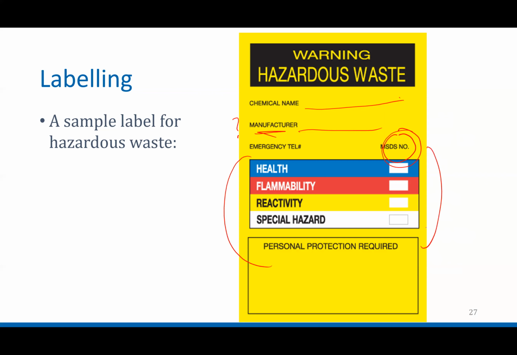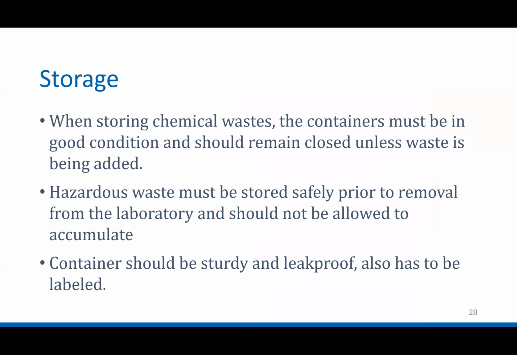Here you have categories of the waste, so you could check them off. This is, by the way, just a sample. This is not the label, it is just a label. So this label, you could check off health issues, flammability issues, reactivity issues, and then maybe something different, a special hazard. Down here, you can write any personal protection required. So you could fill in any special requirements here, like where not to store it or how to carry it or that it shouldn't be moved or things like that. So this is just an example of a label.